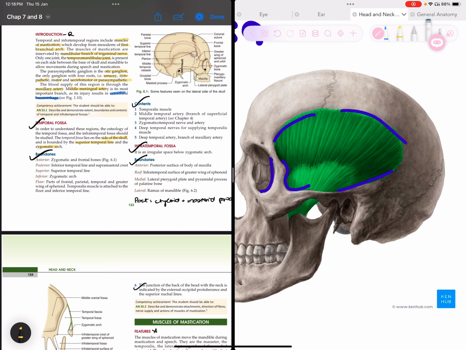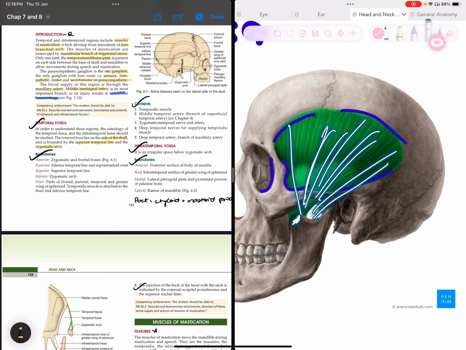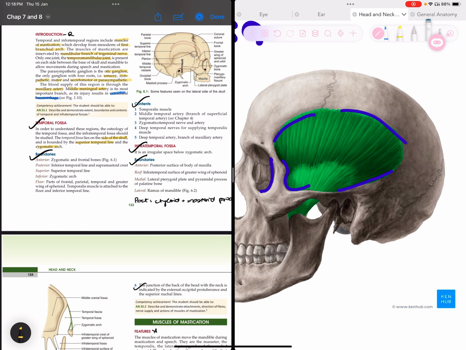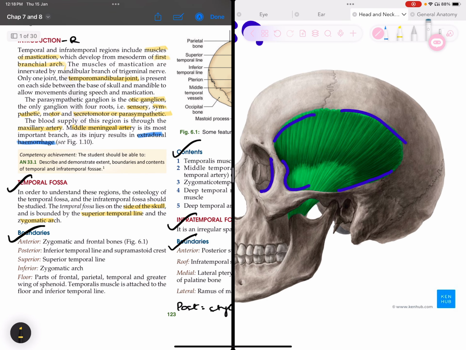It originates from the floor of the temporal fossa, and it inserts at the coronoid process of the mandible. So this is the mandible, and you can see it is inserting at the coronoid process. It is supplied by the mandibular division of the trigeminal nerve. That's what we studied here. That mandibular branch of the trigeminal nerve is what gives the muscles of mastication their innervation, right?